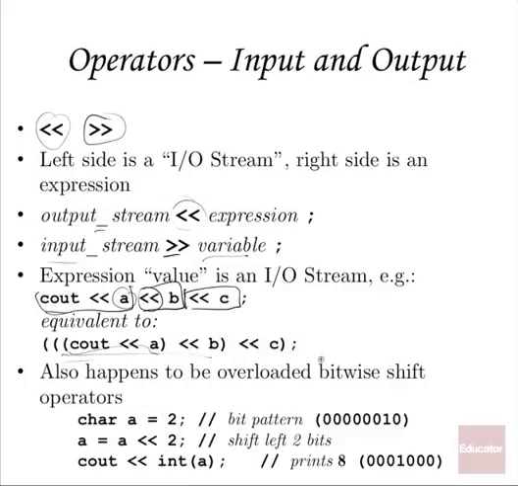Now, we're not going to cover this in this class because this is kind of advanced stuff, but it happens to be an overloaded operator with the bitwise shift operator. So if we have a character and we set it to 2, this is the bit pattern for the number 2. And if we apply that bitwise shift to it, it will shift it over 2 bits. So this 1 was in this position, we move it over 2 places, and now that becomes the bit pattern for 8. And if you print it out as an integer, it will print 8.